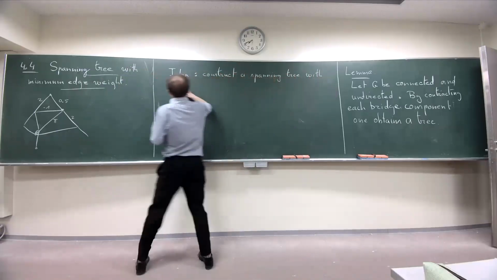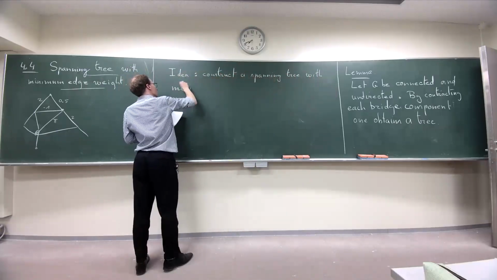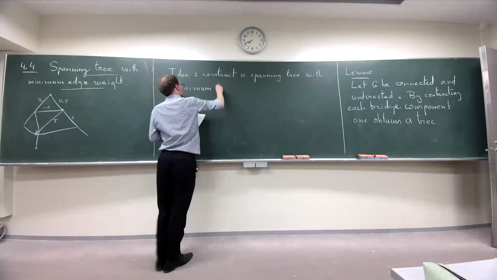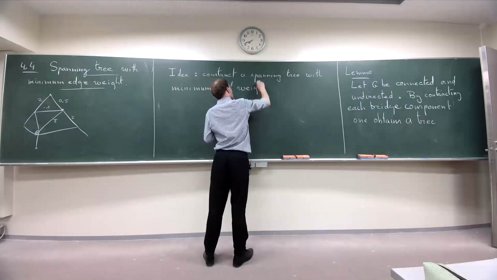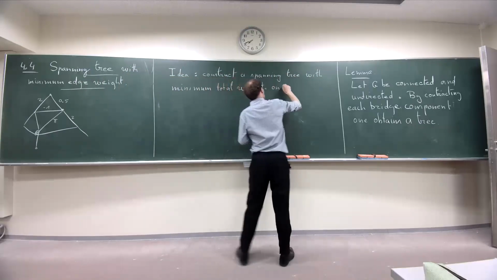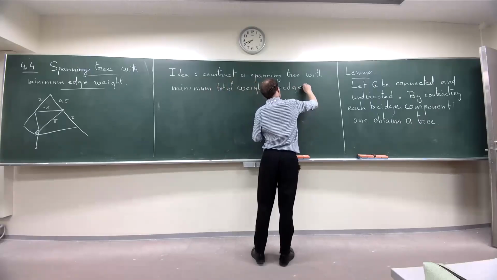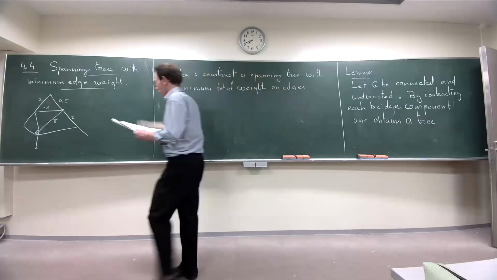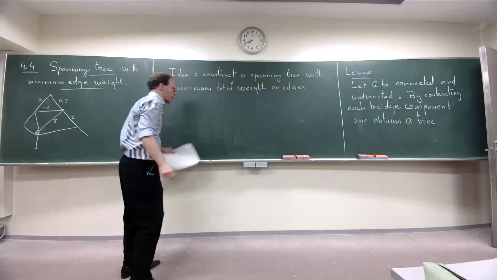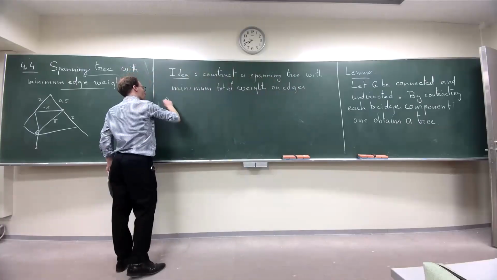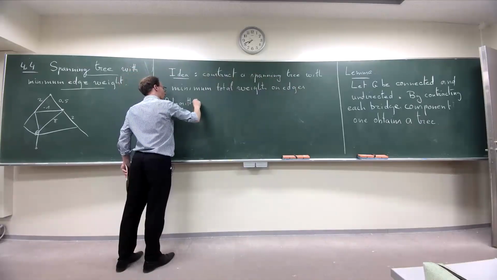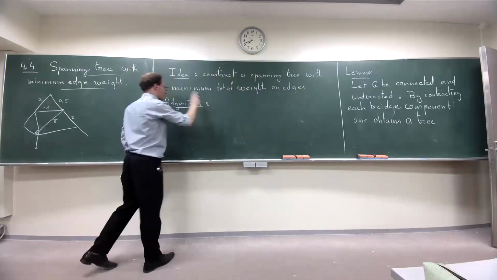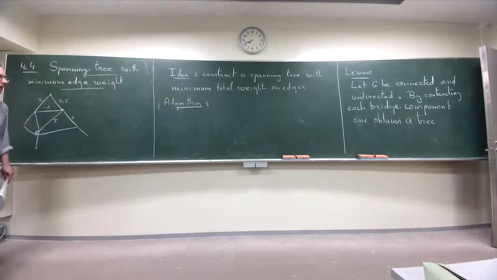With minimum total weights on edges. And here it doesn't matter if we have negative numbers. And the algorithm here is rather simple. I don't need a complicated one.